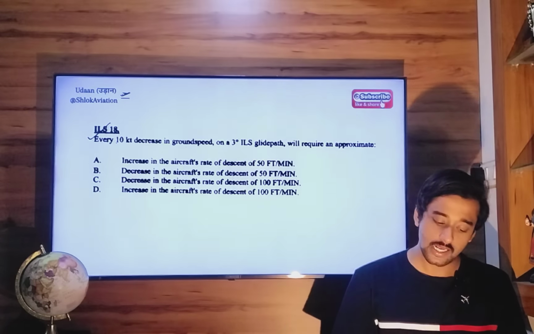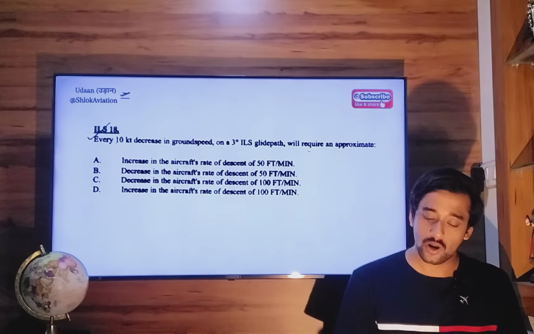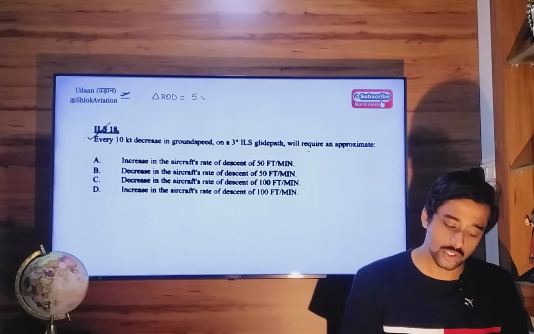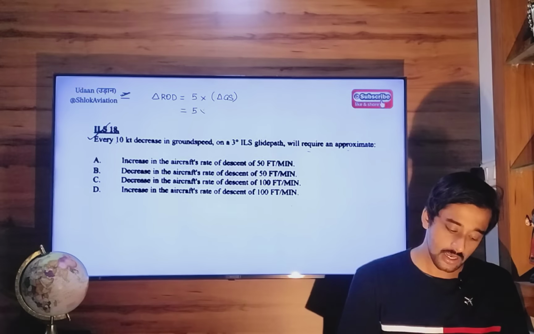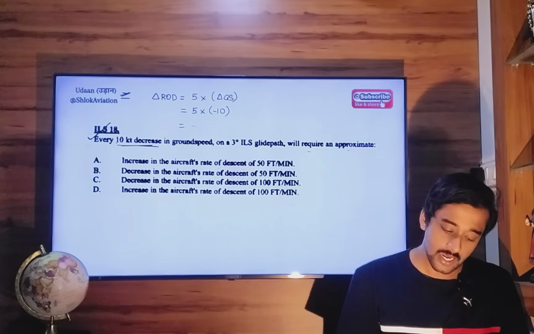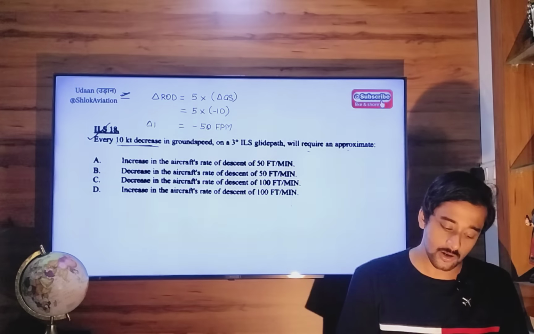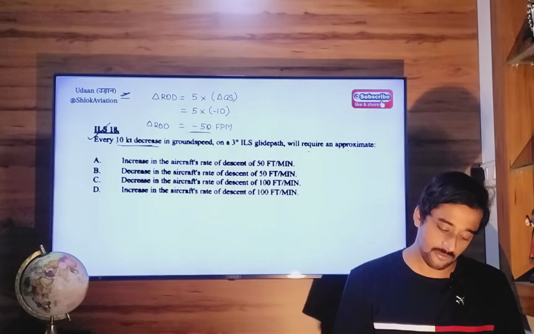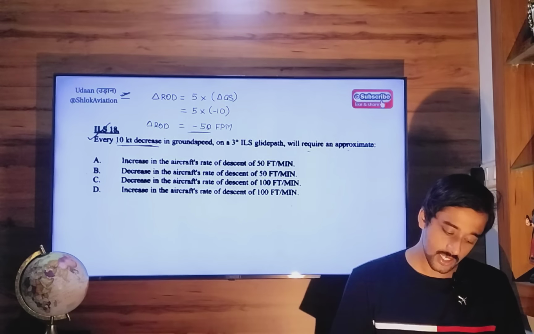Every 10 knot decrease in ground speed will require an approximate change in rate of descent equal to 5 into change in ground speed. So 5 into a 10 knot decrease. So 5 into minus 10, minus 50 feet per minute. So you will have to decrease your rate of descent by minus 50 feet per minute. So the correct answer is option Bravo.